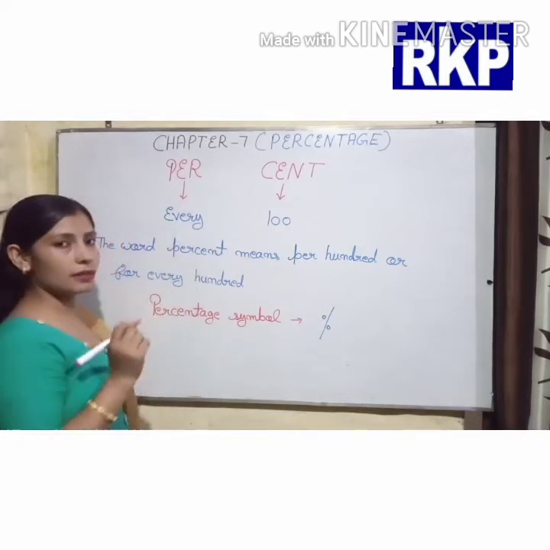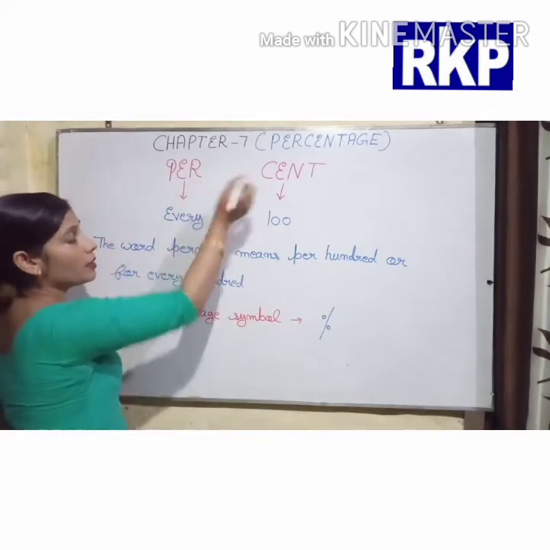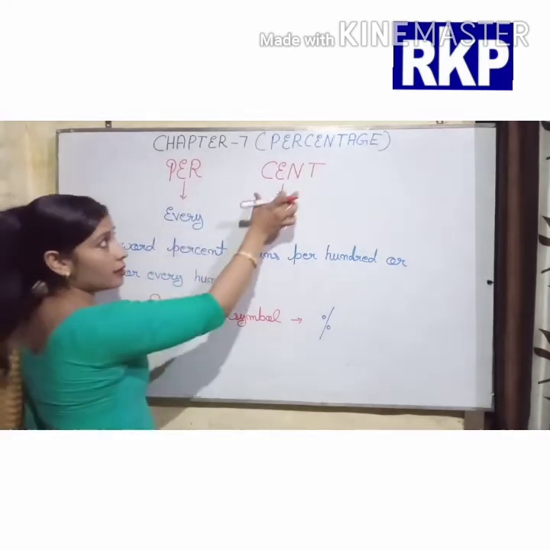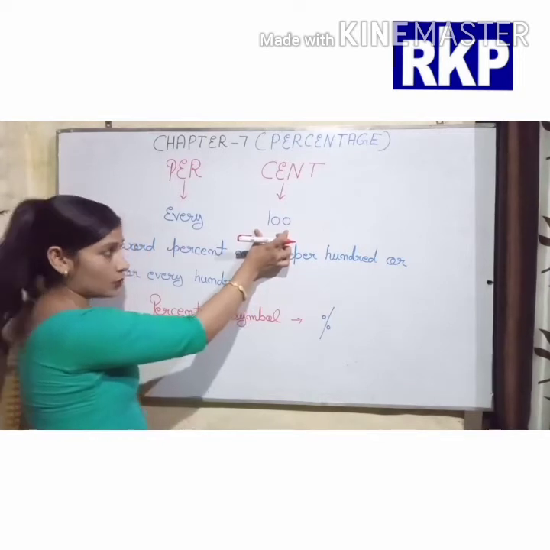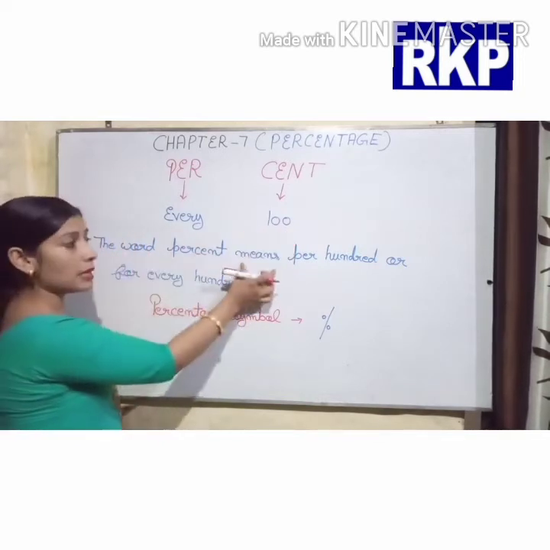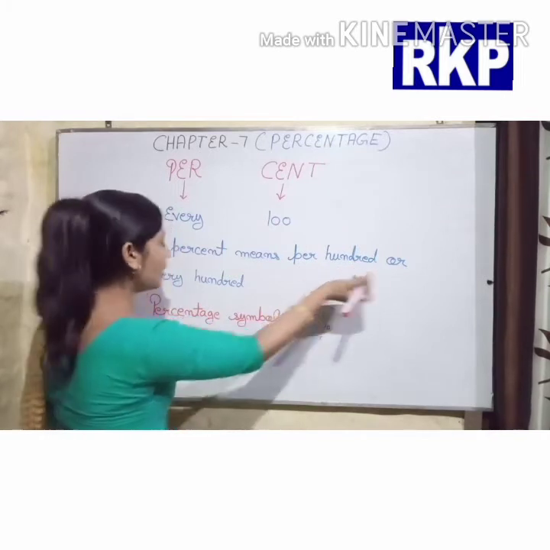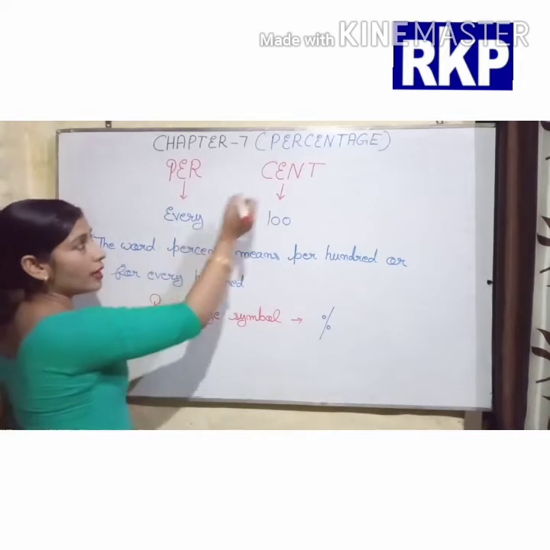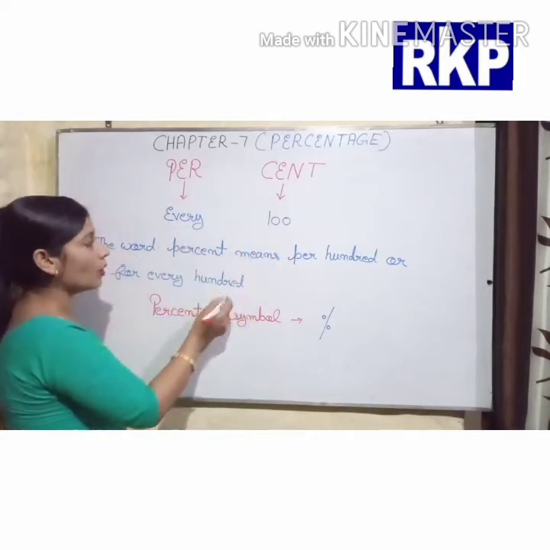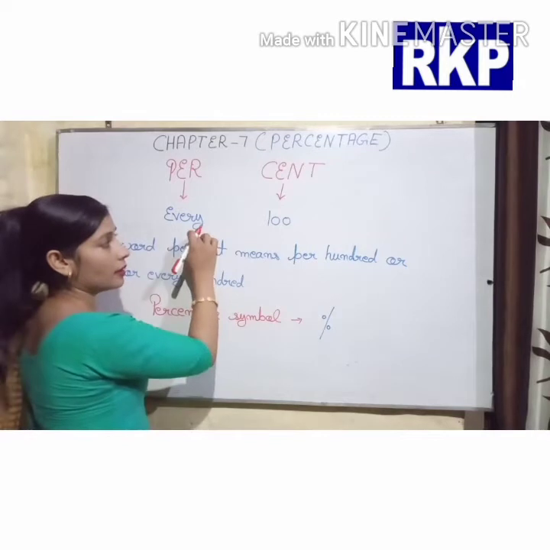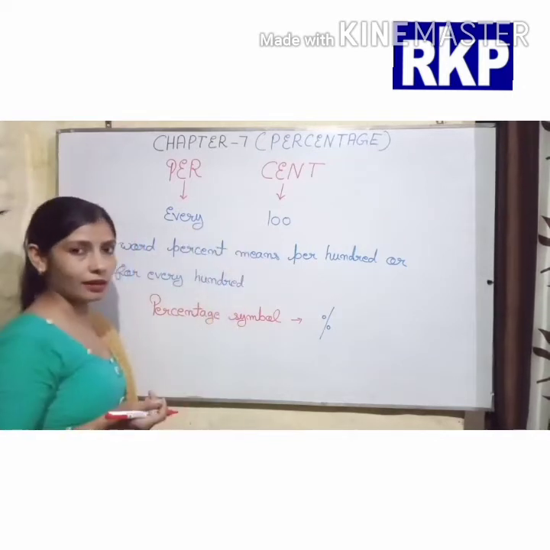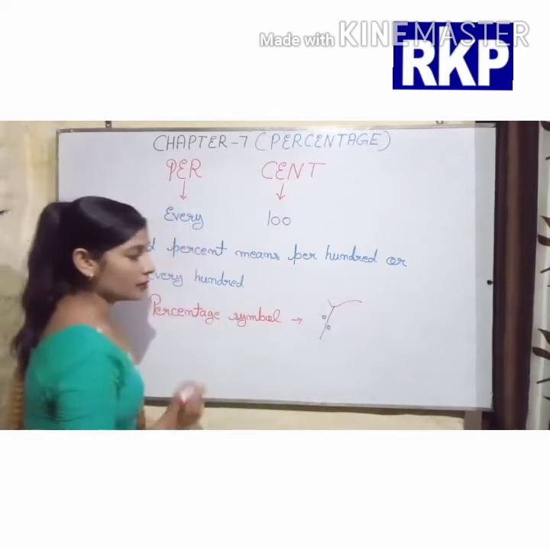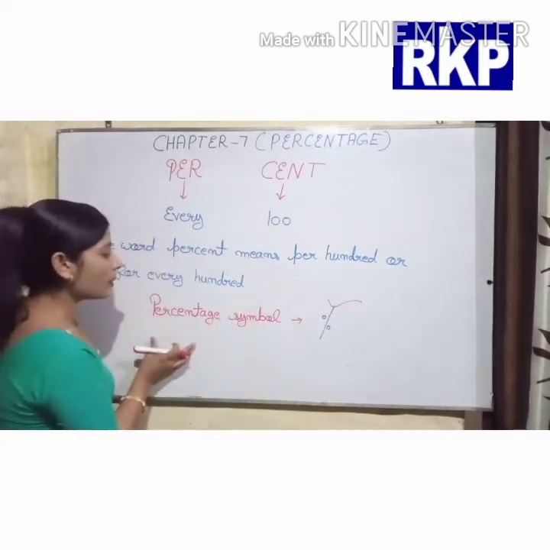First of all, let us see what is the meaning of percent. Per means every and cent means 100. So the word percent means per 100, or for every 100. And it is denoted by this symbol. This is the symbol of percentage.